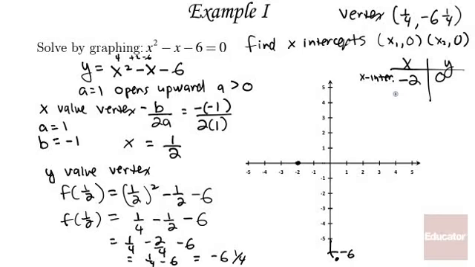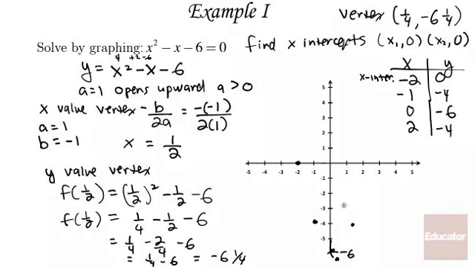Now, the next one, when x is negative 1, y is negative 4. When x is 0, y is negative 6. When x is 2, y is negative 4. I already graphed this. When x is negative 1, y is negative 4. When x is 0, y is negative 6. I have my vertex right near that, so I know that's going to be the minimum right here. And then when x is 2, y is negative 4.